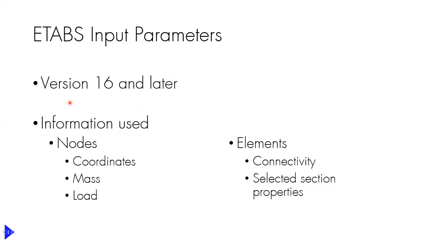Originally I started developing this in version 9, so that actually works too, but I don't think anybody still has that on their computers. It's a very ancient version of ETABS, although I kind of like it. So it works with version 9, but technically version 16 and later was being tested and used. And so from the ETABS model, what's being used is the node coordinates, node locations, masses, and loads. And for the elements, connectivity and some of the properties of the elements. We'll see that later. I'll make a few examples of how you define different types of elements in the models.